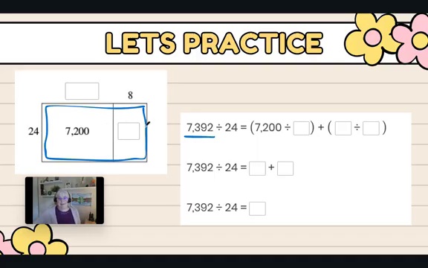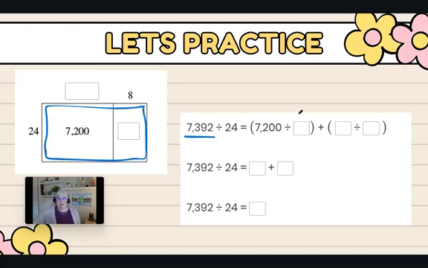So if we're going to take 7,392 and divide it by 24, they have set up the area model. They've got 24 over here on the side. And they found that if they multiplied 24 by a number that's a power of 10, they could get close to 7,392 without going over. We're going to figure out what that number is here. That's the number that's in the missing box. What number did they multiply 24 by to get 7,200?